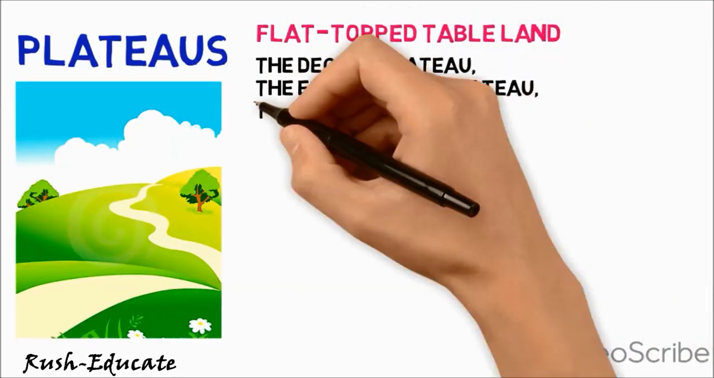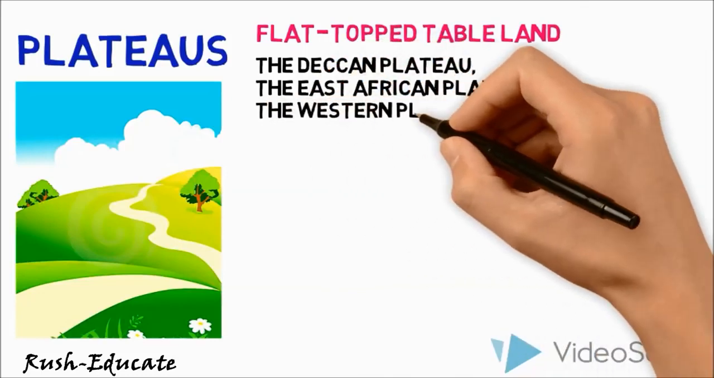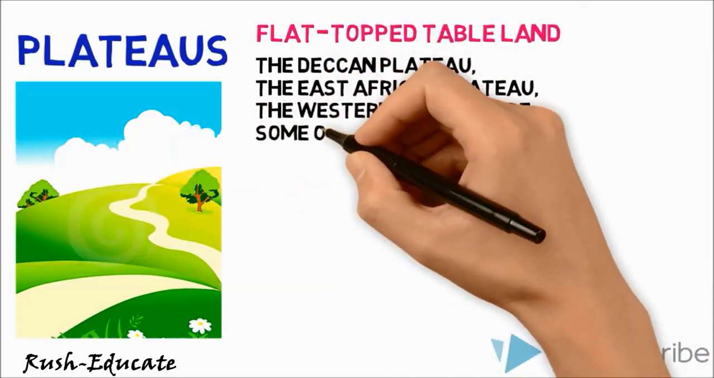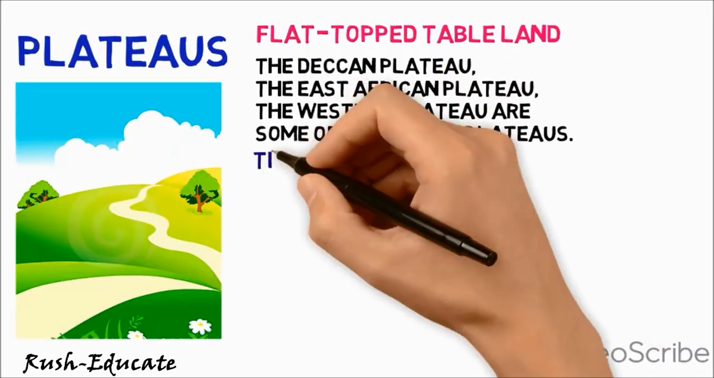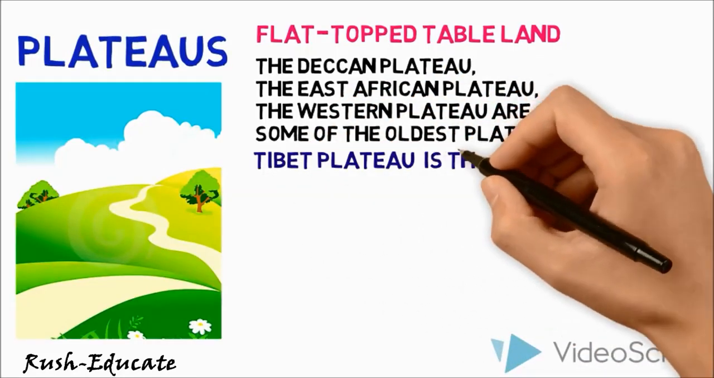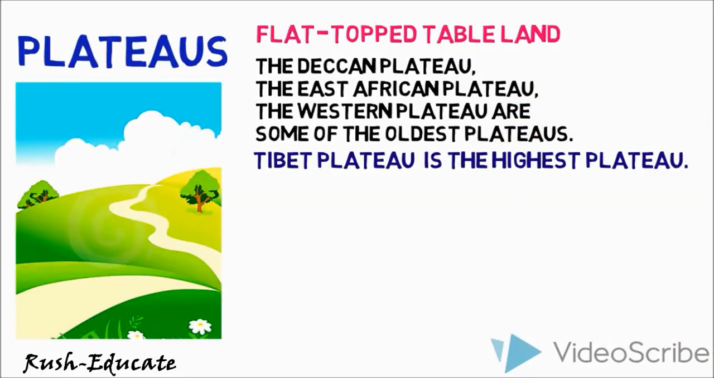The East African Plateau in Kenya, Tanzania, and Uganda, and the Western Plateau of Australia are other examples. The Tibet Plateau is the highest plateau in the world, with a height of 4,000 to 6,000 meters above the mean sea level. Plateaus are very useful because they are rich in mineral deposits. As a result, many of the mining areas in the world are located in the plateau areas.